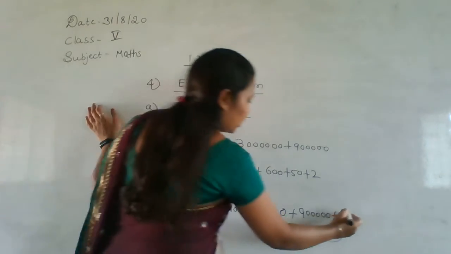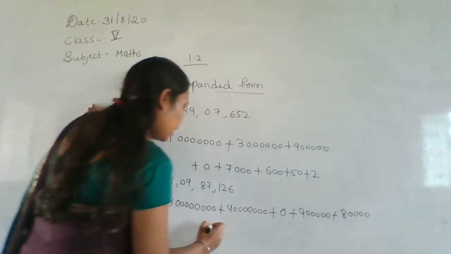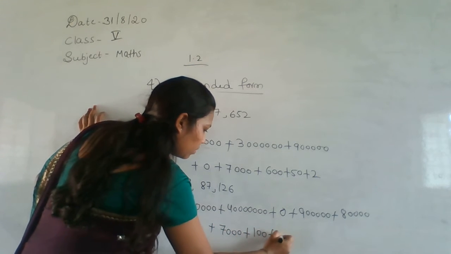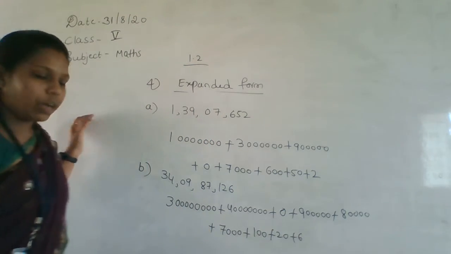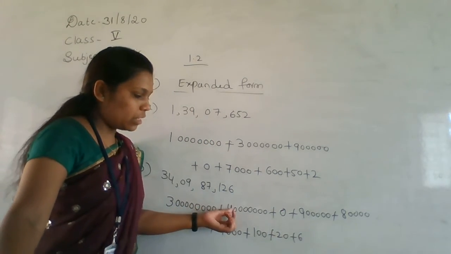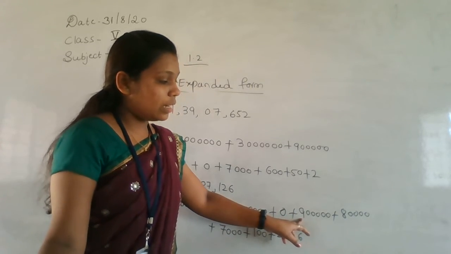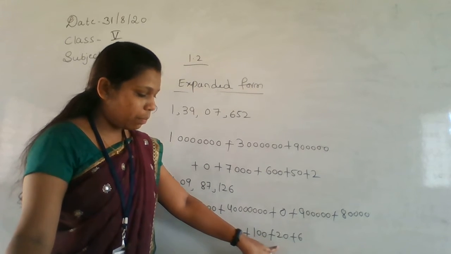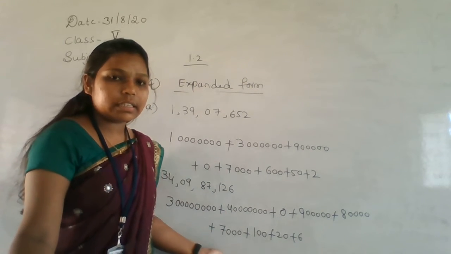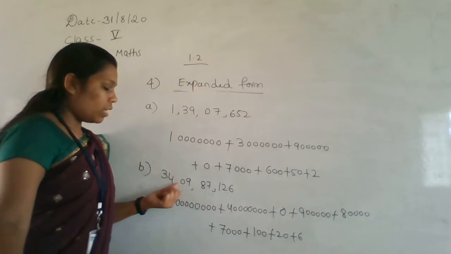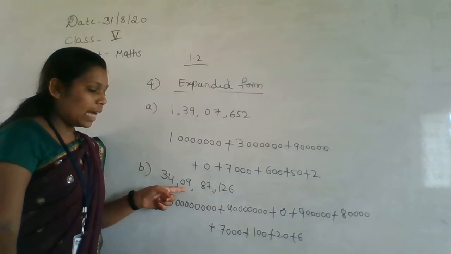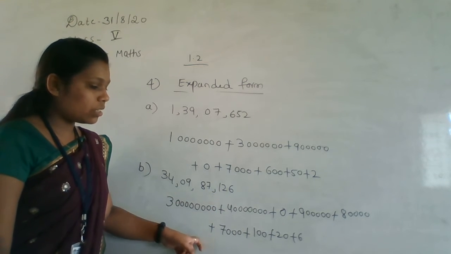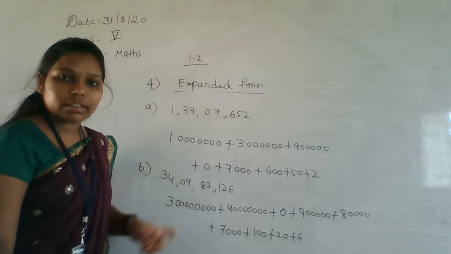87,000 means 80,000, that is 4 zeros, plus 7,000 means 3 zeros, plus 100 plus 20 plus 6. Okay, so 30 crore plus 4 crore plus 0 plus 9 lakh plus 80,000 plus 7,000 plus 100 plus 20 plus 6. This is the expanded form of this given number. The number is 34 crore 9 lakh 87,126. Okay, so this is the expanded form of this given number.